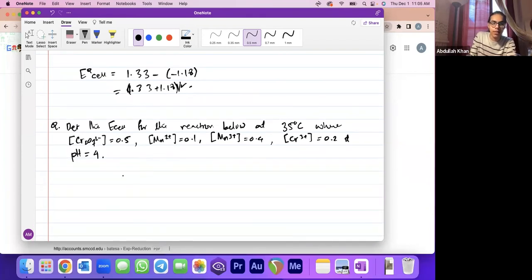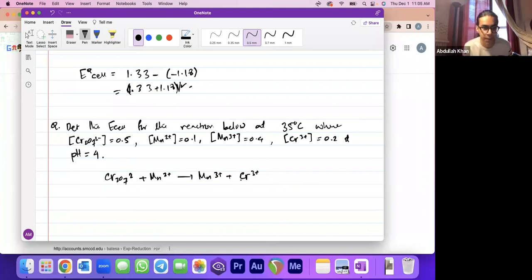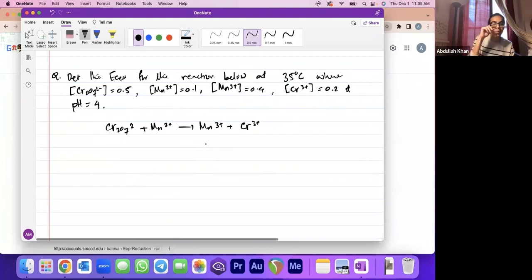And the reaction is as follows. This is the unbalanced reaction. Cr2O7 2- plus Mn2+ becomes Mn3+ plus Cr3+. This is unbalanced, so the first step is to balance this out. I'm basically giving you the hardest Nernst equation problem that you can expect to find. Okay, this is as bad as it gets. Cool. So first thing is to balance this out.